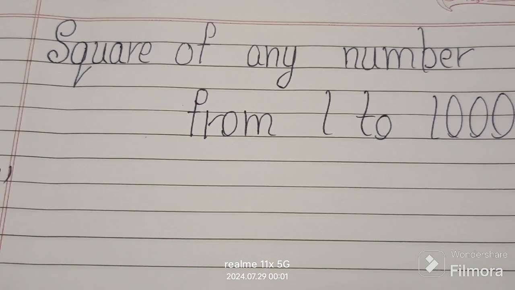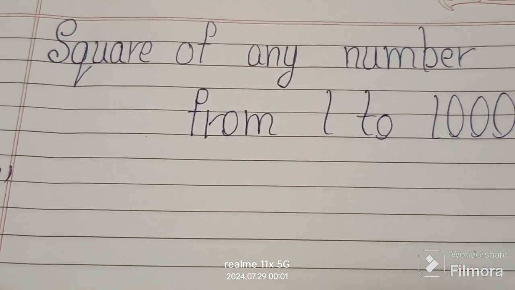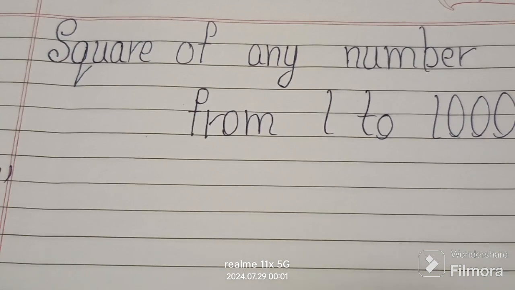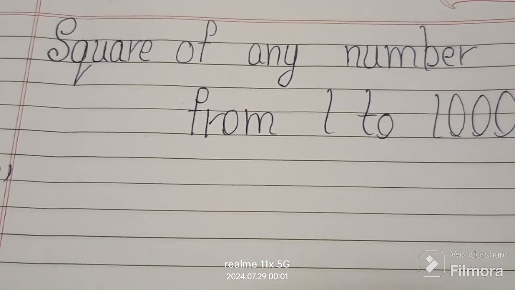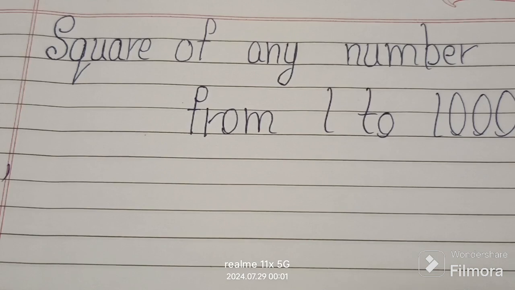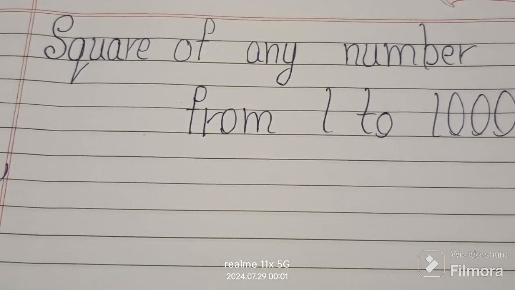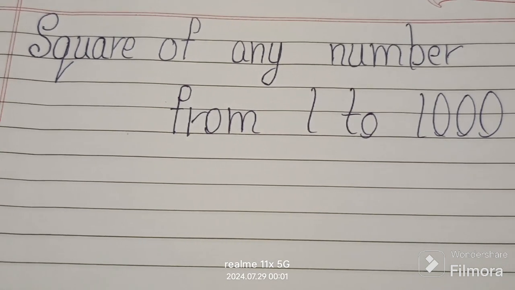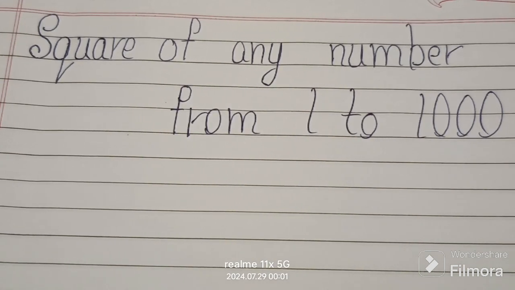In the previous video, I have already taught you the trick to find the square of two-digit number. I'm sure that you find that trick very useful for you. But today I'm gonna teach you one more easy trick which is useful to find square of two-digit number as well as to find the square of three-digit number. It means with the help of this trick you can find the square of any number from 1 to 1000.